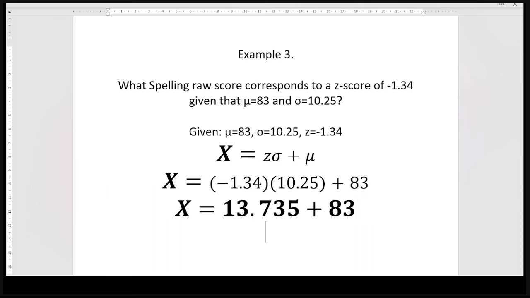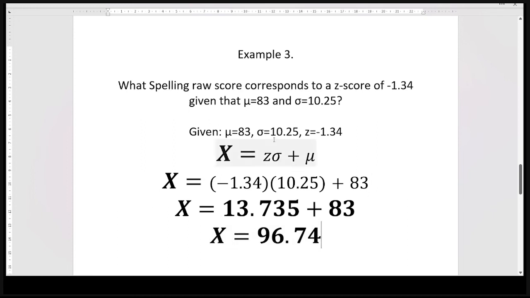And we got 96.74 to two decimal places. Thus, the raw score that corresponds to the given z-score, which is negative 1.34, in this population data, wherein the population mean is 83 and the population standard deviation is 10.25, is 96.74. We are wrong. Why?